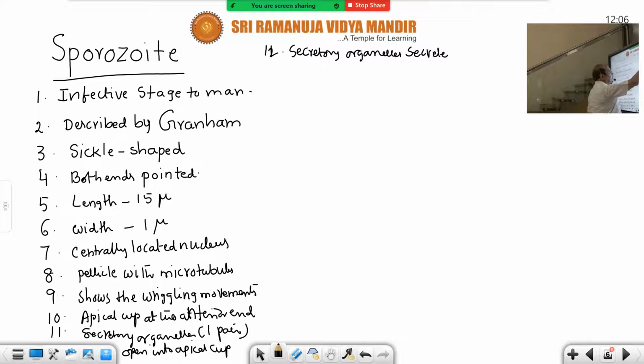Organelles secrete the enzyme cytolysin. Previously in Entamoeba histolytica, that is histolysin. Histolysin dissolves the tissues, but cytolysin dissolves the cells. So secretory organelles secrete cytolysin, which helps in the penetration or entry of sporozoites into liver cells.